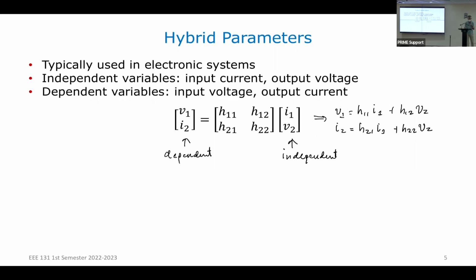Okay. Now, if you take a look at these 2 equations, what does the first equation look like?